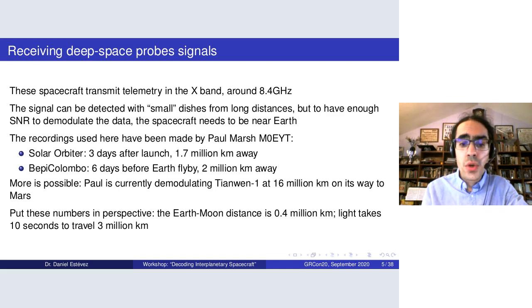To help put these numbers into perspective, the Earth to the Moon distance is around 0.8 million kilometers, and light takes 10 seconds to travel 3 million kilometers. This means that Tianwen-1 is so far that the signal takes almost a minute to arrive at Paul's station.